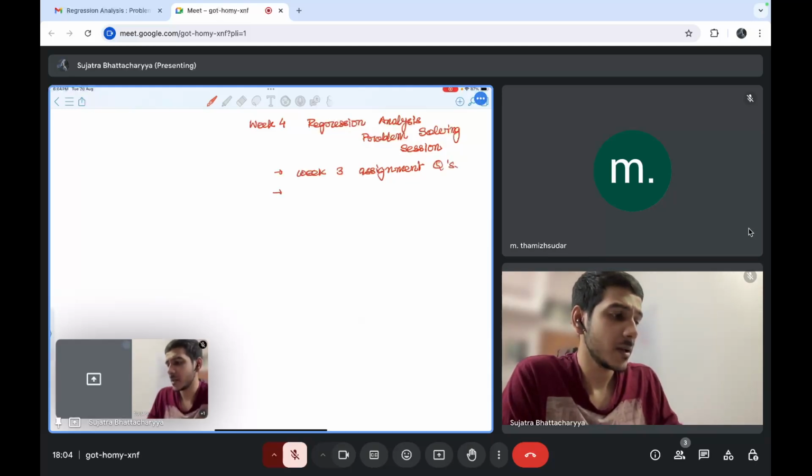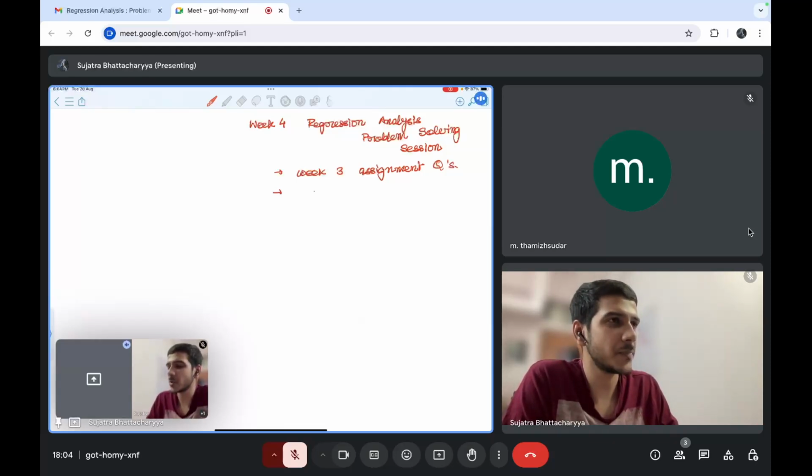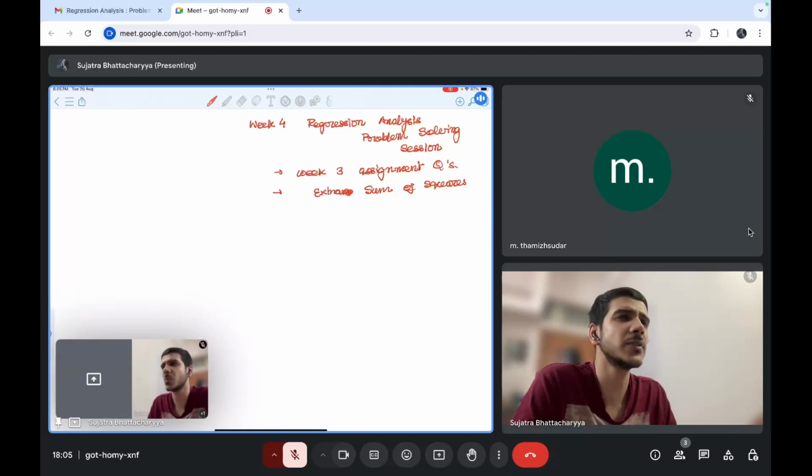And maybe at the end, I will talk about the extra sum of squares technique because I haven't covered it in the last class. There were no questions also. So, extra sum of squares. This technique is important, particularly to solve one of the questions in the fourth week assignment, which I have seen.